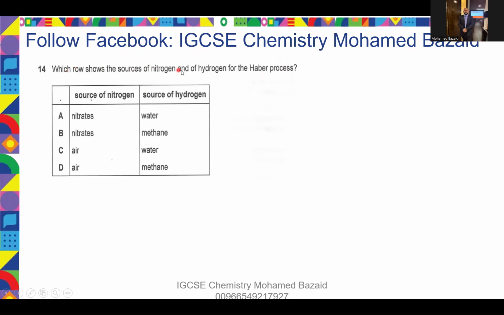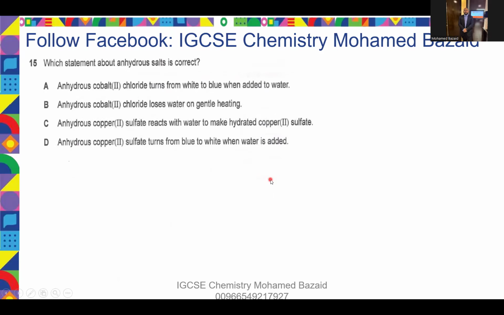Question number 14. What is the source of nitrogen and hydrogen for the Haber process? As you know, the source of nitrogen is air, so the answer is C or D. And the source of hydrogen is methane, and this is directly in the syllabus. A candidate or student should know that the source of nitrogen is air, and the source of hydrogen is methane. Sometimes you may say natural gas, because methane is a natural gas. Sometimes you will say that, sometimes not.